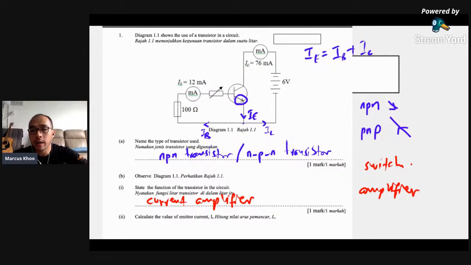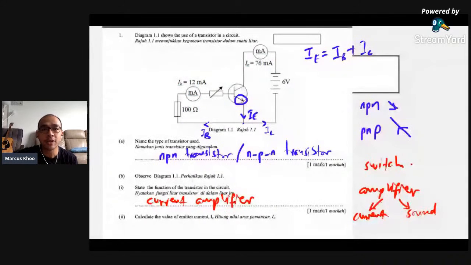Okay, now when we talked about this in the last lesson, there are two types of amplifiers lah. You either amplify the current or you amplify the sound. Okay, and the sound amplifier circuit is different. But it's very easy to know whether it's a sound amplifier or current amplifier. Kalau sound amplifier kan, mesti ada satu komponen di sini, which is the speaker. Speaker means sound lah. Takkanlah speaker itu current kan. Okay, so it's very easy.